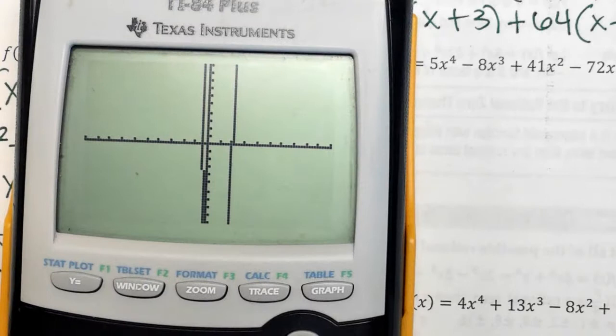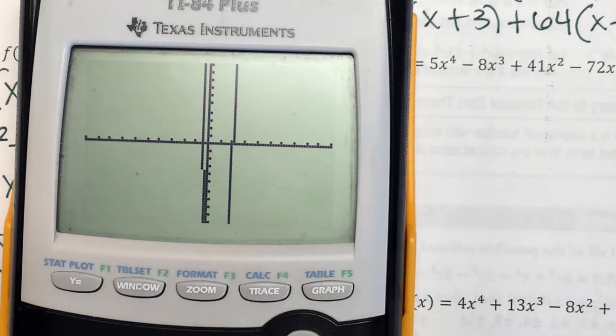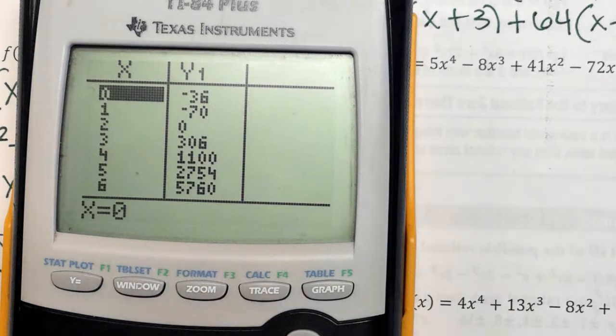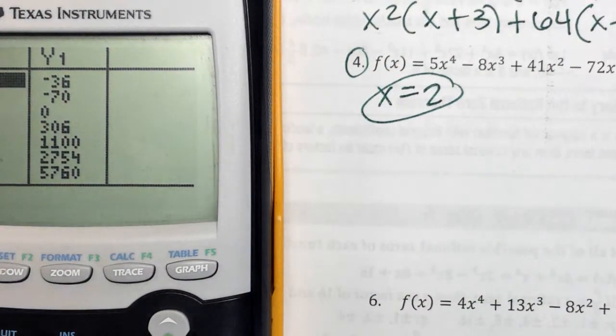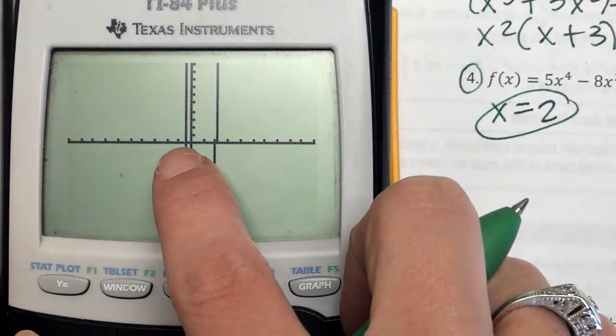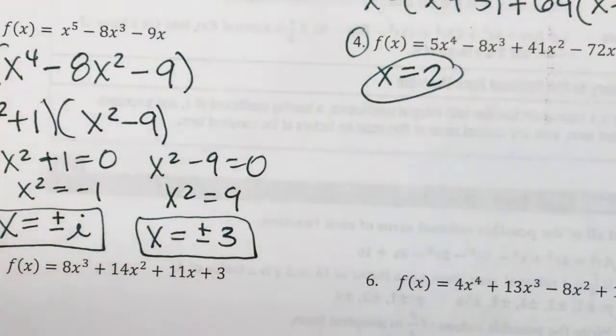Yep. Alright, where does it look like it's crossing at? 2. Does it look like it's crossing at like a whole number right here? No. So how can we check that it's crossing at 2? Is it crossing at 2? Alright, so we can write x equals 2. Now, you can actually find out where this is crossing at, but I'm not going to tell you how to do that yet, okay? So if you just have this one, what would we do from here?